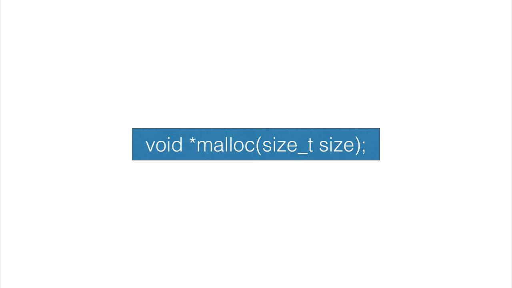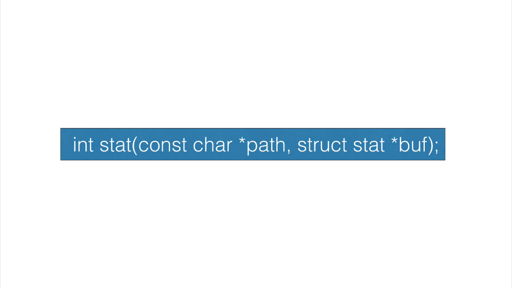Technically, malloc isn't a system call. It's a system library function, but it uses system calls to allocate memory, and it checks those calls and returns appropriate errors. The stat system call finds information about a file pointed to by a path and stores that information in buff. It returns 0 if it succeeds and -1 if it encounters an error.